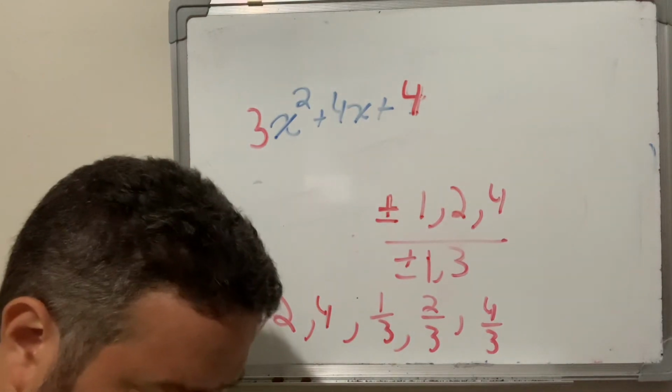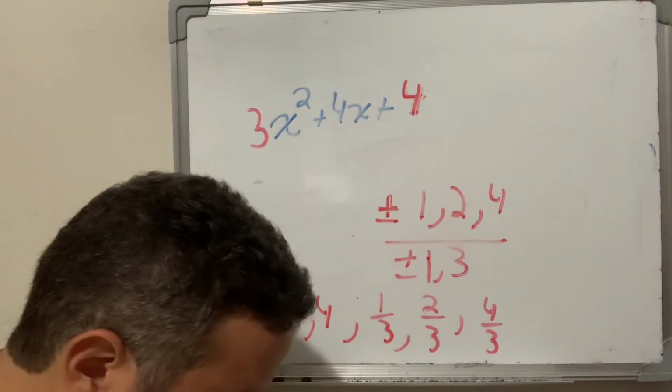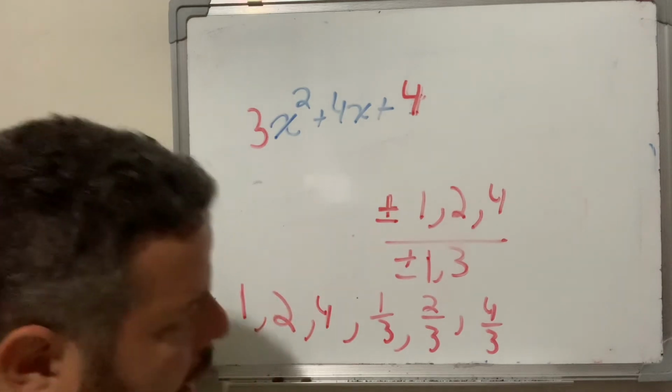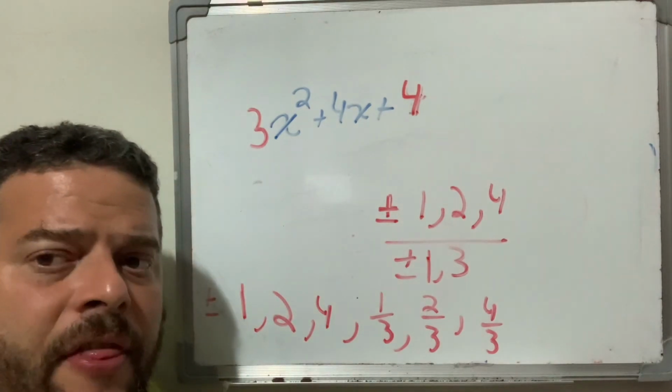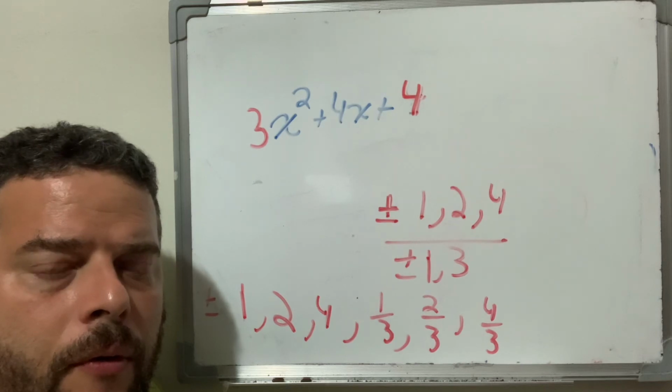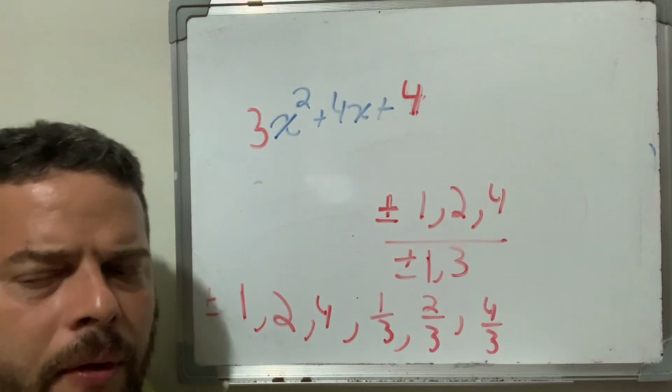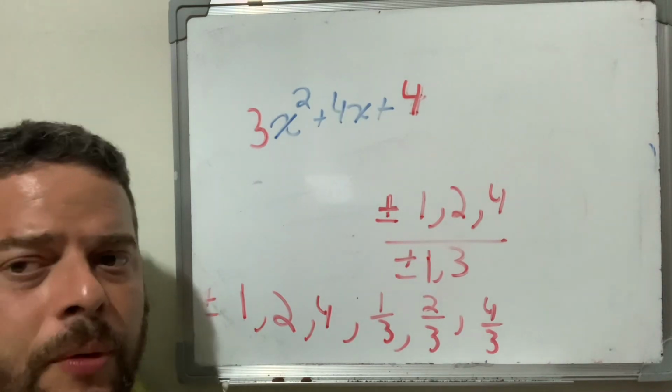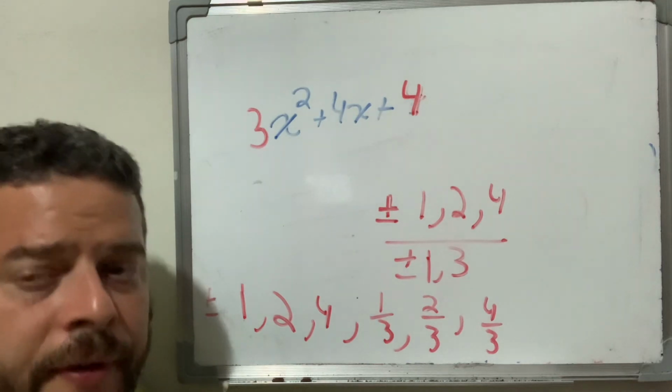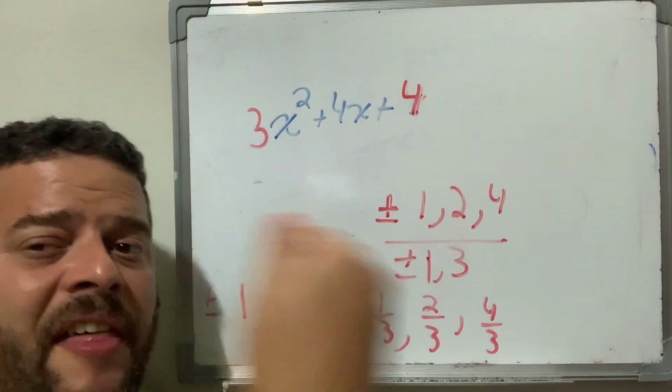Those were example 1 and example 2. And we're going to leave it there for today's class. The only thing you're going to have to do is list all possible zeros and then find the actual zeros.